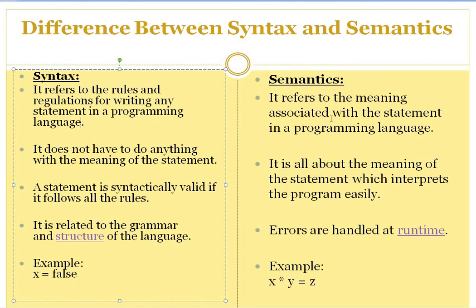But the semantic error refers to the meaning associated with the statement in a programming language. The next difference is that syntax error does not have to do anything with the meaning of the statement. There is no problem if you have any meaning error in your statement. That is not associated with it. But the semantic error is all about the meaning of the statement, which lets the program be interpreted easily. So it should be a meaningful statement.